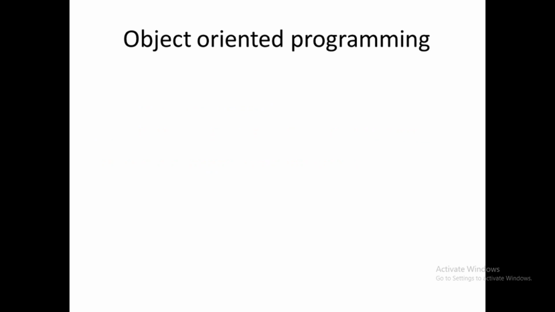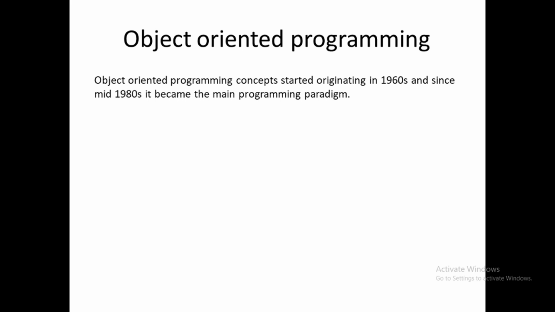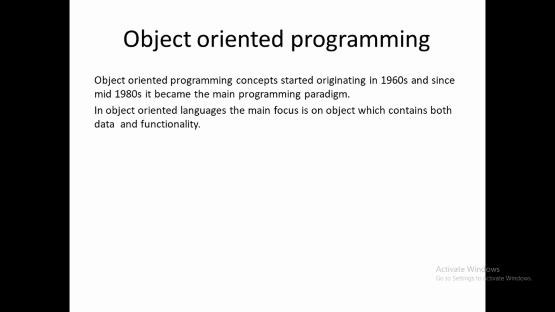Object oriented programming. Object oriented programming concepts started originating in the 1960s. Before that, procedural languages were there, so at that time procedural programming was done. Since the mid 1980s, it became the main programming paradigm. In object oriented languages, the main focus is on the object, which contains both data and functionality. Remember, data and function are both included in the object. So first of all, we have to see what is an object.